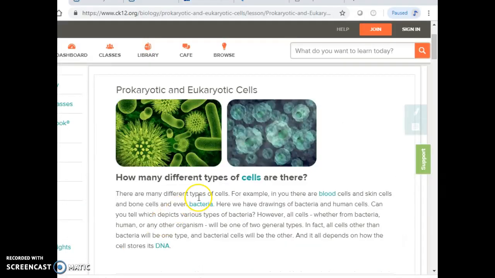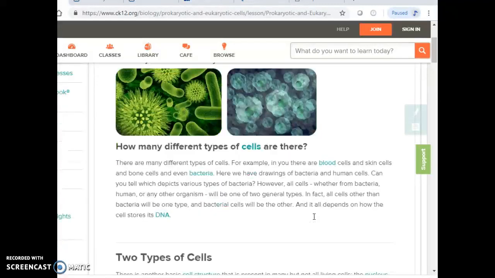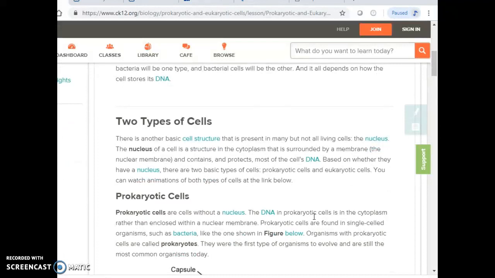The first thing I want to talk about are the differences between prokaryotic and eukaryotic cells. We know that there are various types of cells. For example, we have blood cells, skin cells, bacteria cells, all of which have different functions in the world around us. But one thing we want to talk about is the main differentiating structures of prokaryotic cells as well as eukaryotic cells.